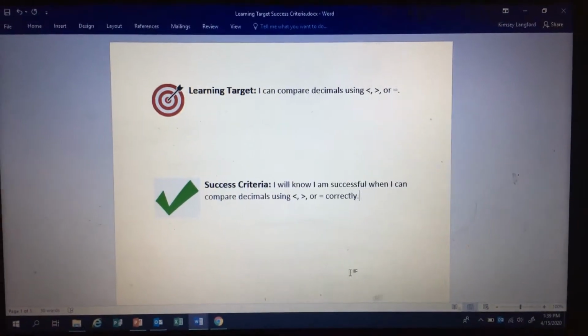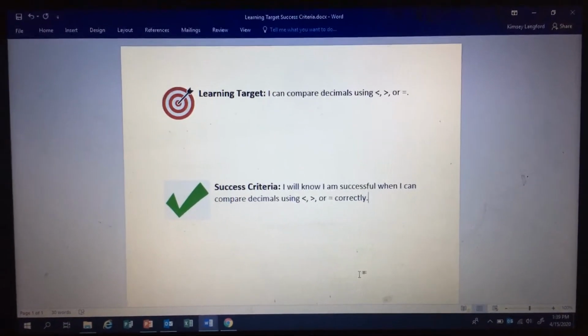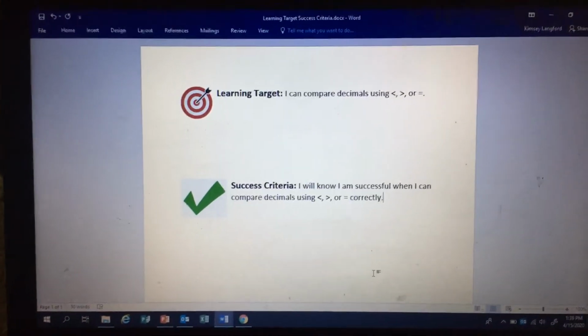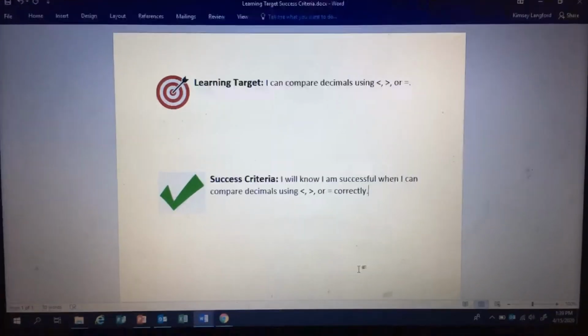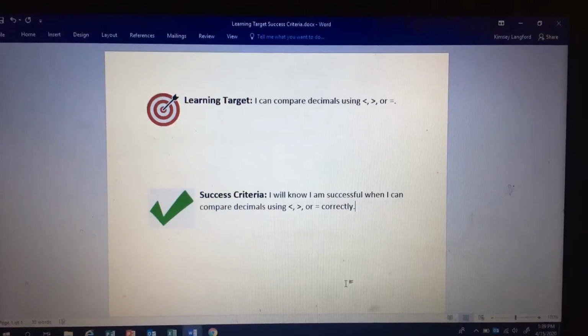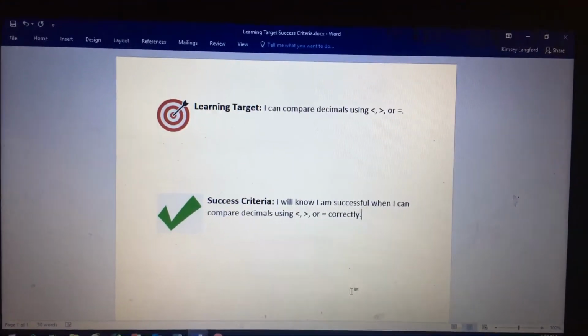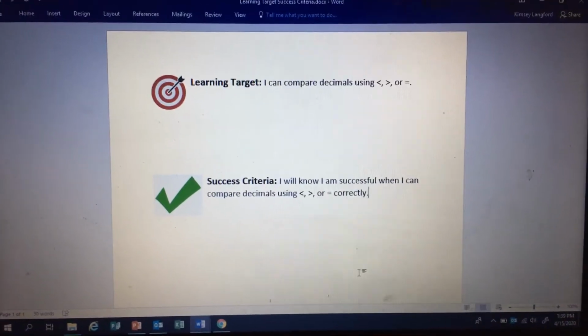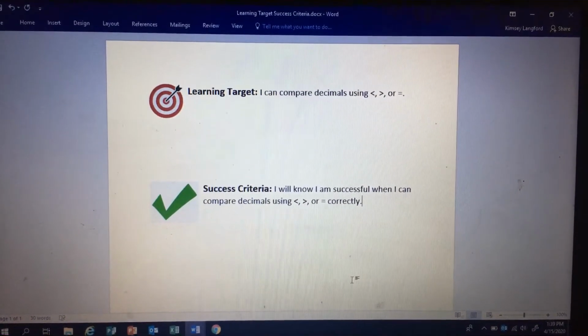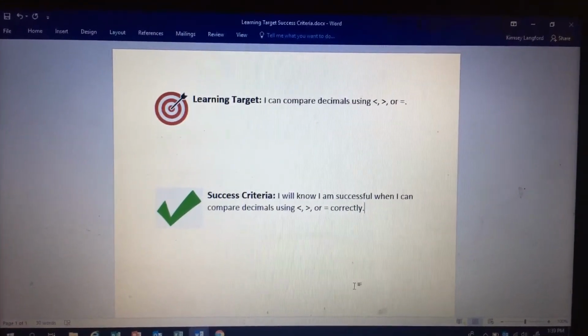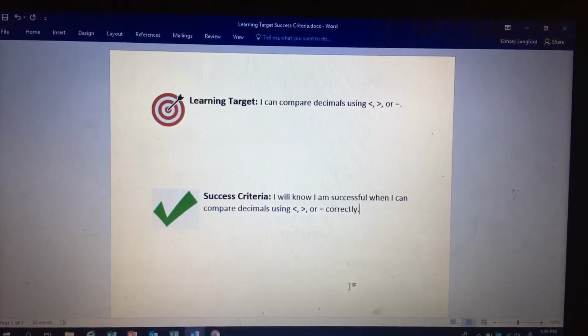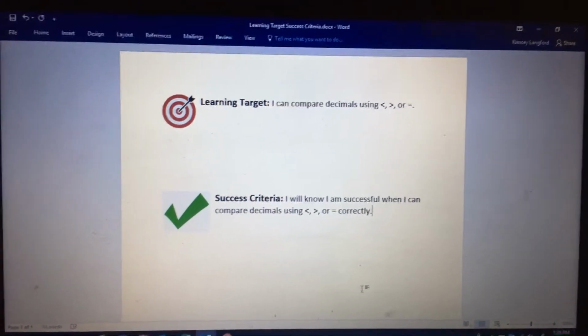Good morning. So today we're going to be working on comparing decimals again. Our learning target today is, I can compare decimals using greater than, less than, or equal to. Our success criteria is, I will know I am successful when I can compare decimals using greater than, less than, or equal to correctly. All right, let's get started.